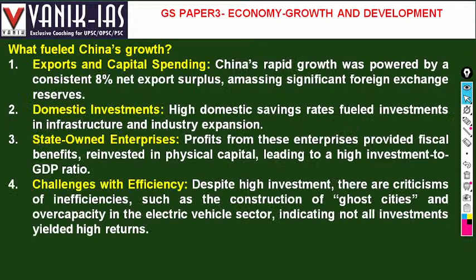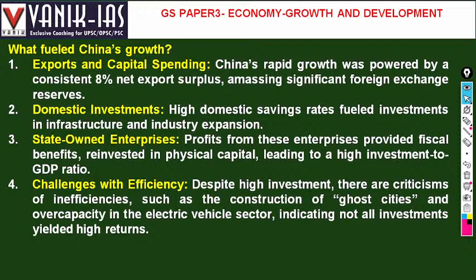What fueled Chinese growth? Exports and capital spending. China's rapid growth was powered by a consistent 8% net export surplus, amassing significant foreign exchange reserves that made the economy stronger. Domestic investment: a high domestic saving rate fueled investment, infrastructure and industry expansion. State-owned enterprises: profits from these enterprises provided fiscal benefit to invest in physical capital, leading to a high investment-to-GDP ratio in the country.